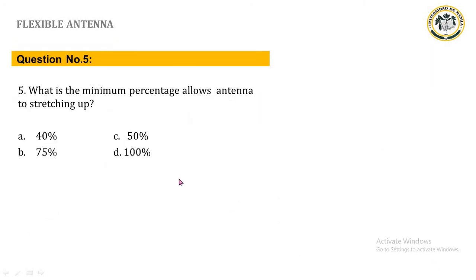Question number 5. What is the minimum percentage that allows the antenna to stretch up? A. 40%, B. 75%, C. 50%, D. 100%. Letter A. 40%.